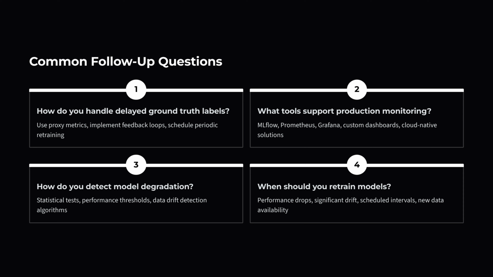Common follow-up questions. Delayed labels are normal, so teams use proxy signals, like user clicks or lightweight feedback, until verified outcomes appear, much like fraud teams waiting days for bank confirmations. For monitoring, engineers depend on tools like MLflow, Prometheus, and Grafana to watch latency, errors, and drift as they evolve. Detecting degradation often means mixing threshold alerts with drift detectors that spot subtle shifts early, the way a retail model notices winter patterns starting to replace summer ones.